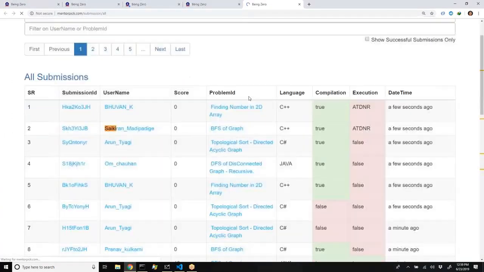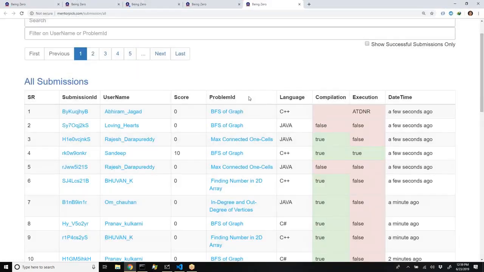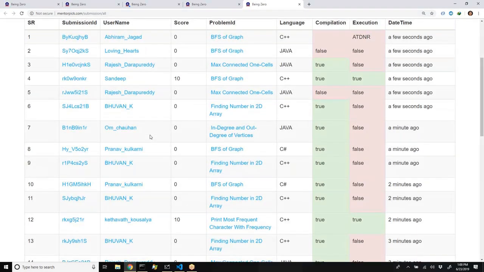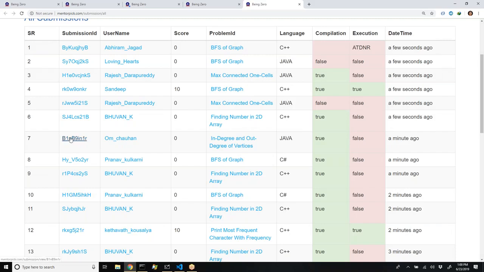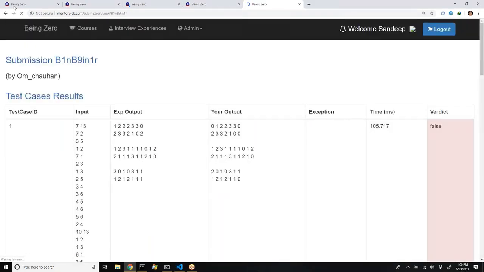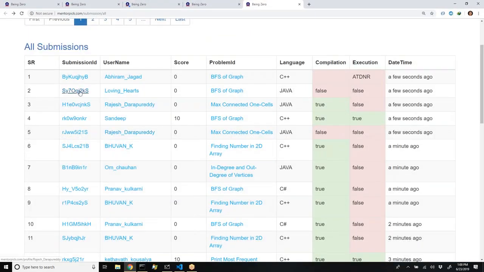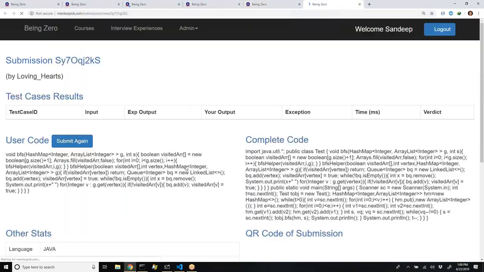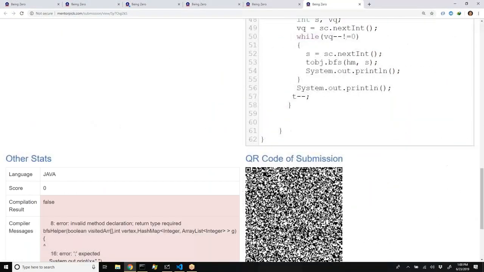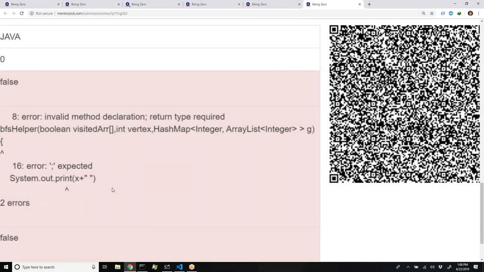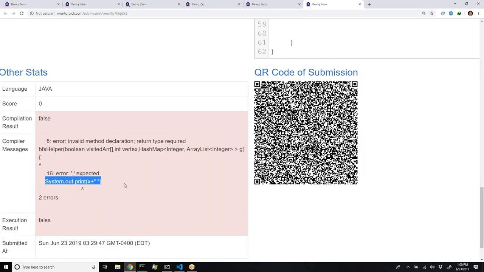Okay. Anyone else needs help with BFS? Arun, you are done with topological sort? No. Okay. Om, you're done. Okay. Love, you're facing issues in compilation. Semicolon expected. Return type required. Line number 16 does not have a semicolon.